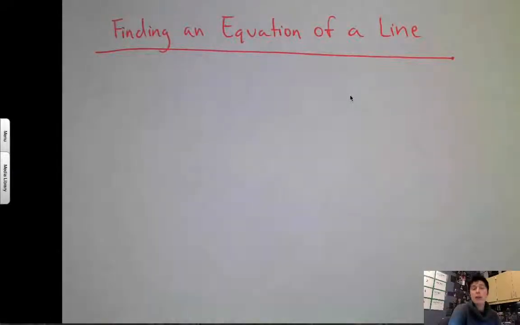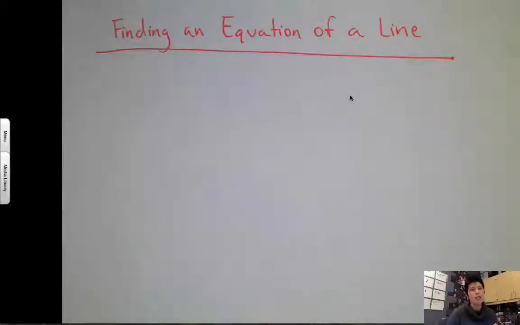Hey guys, quick video here on finding an equation of a line. And actually, I'm probably going to break this video into a couple of little parts because finding an equation of a line depends on, well, a lot of things. What kind of facts are you given about the line?